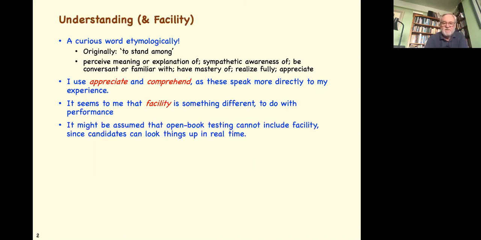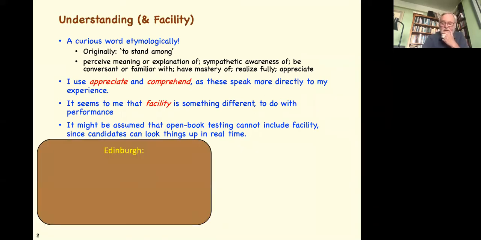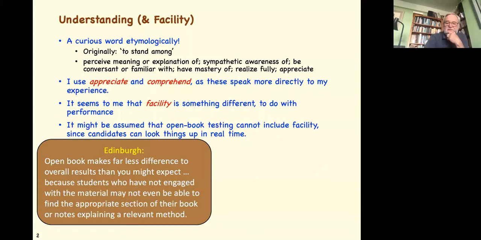Now, I think it's worth starting with this. It might be assumed that open book testing cannot include facility because candidates can look things up in real time. However, evidence is not in favor of that conjecture. Edinburgh is a very good source for experience in this, and their experience mirrors some of the experience I had when I was an undergraduate and a graduate student. Open book makes far less difference to overall results than you might expect, because students who've not engaged with the material may not even be able to find the appropriate section of their book or notes explaining a relevant method.